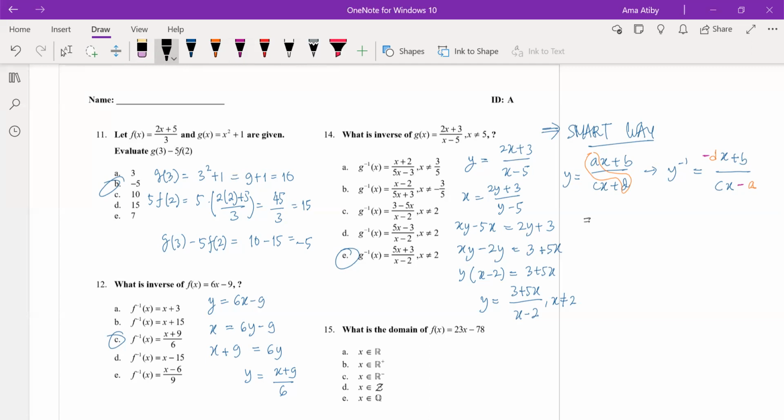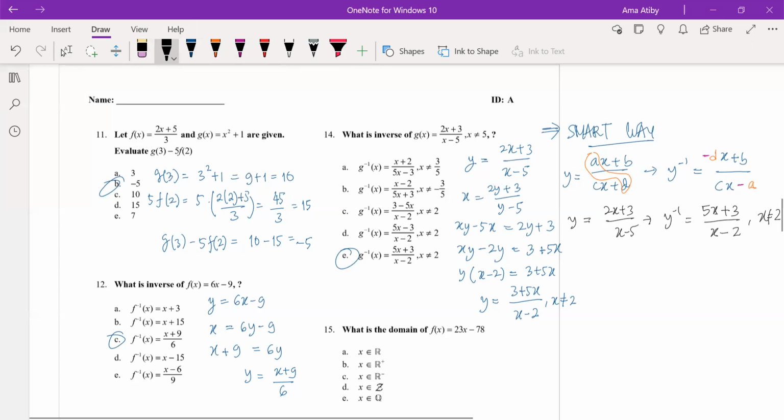Negative B. So here, if y equals 2x plus 3 over x minus 5, you switch, so it will be negative 5. Negative 5 becomes positive 5x plus 3 over x, and now 2 is interchanged with negative 5, and then positive 2 becomes negative 2. So that's simple, that easy. If you remember the smart way, your life will be much easier.